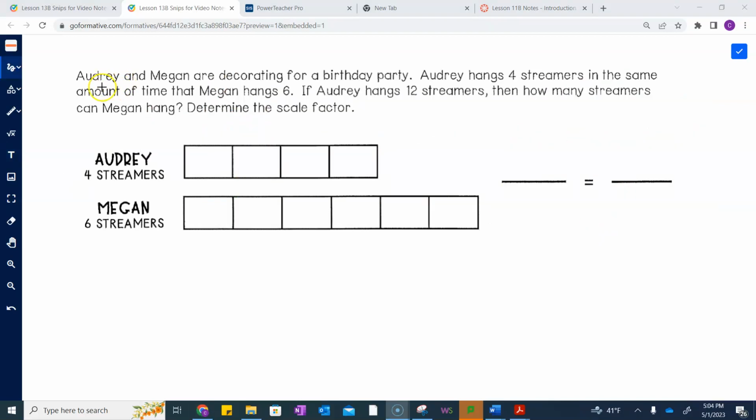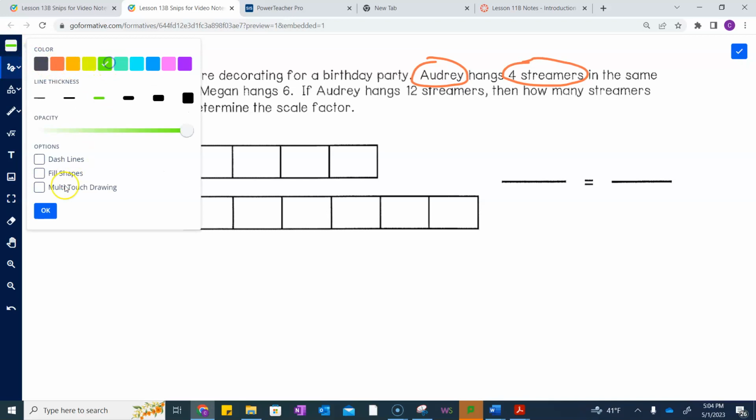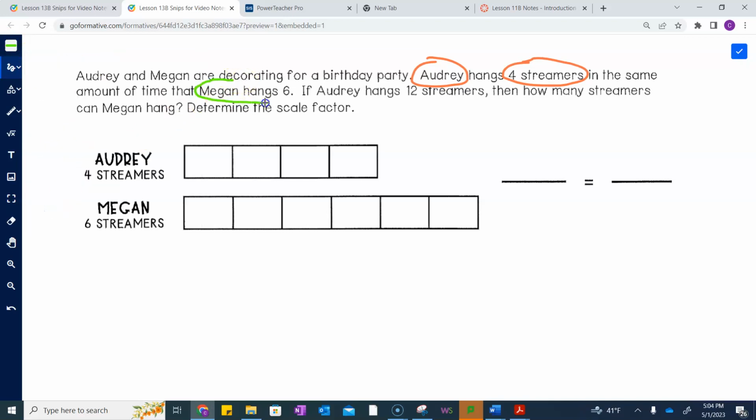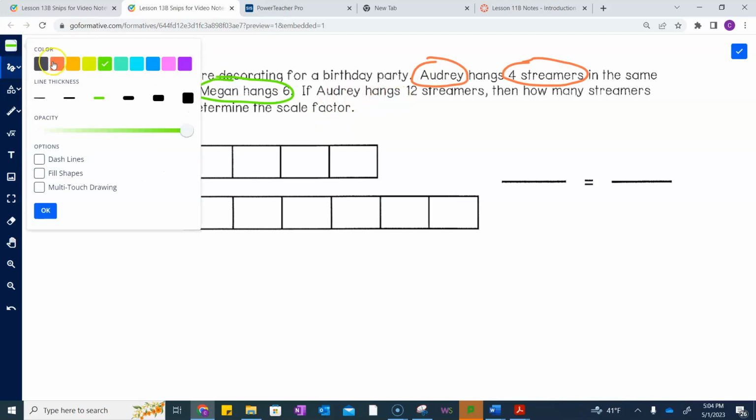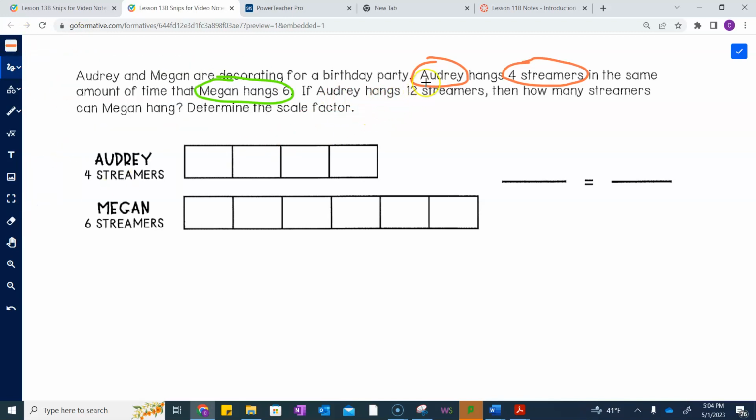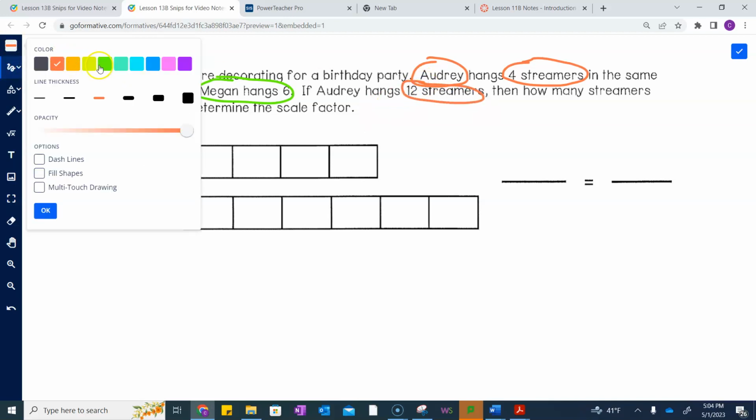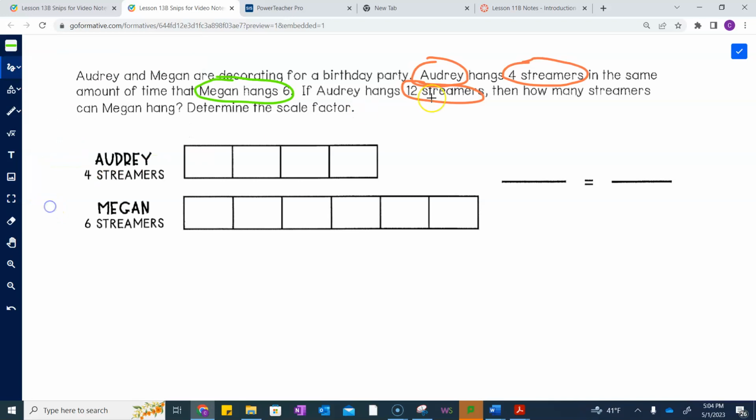Okay, in this next problem, we have Audrey and Megan decorating for a birthday party. Audrey hangs 4 streamers in the same amount of time that it takes Megan to hang 6 streamers. If Audrey hangs 12 streamers, then how many streamers can Megan hang? Determine the scale factor.